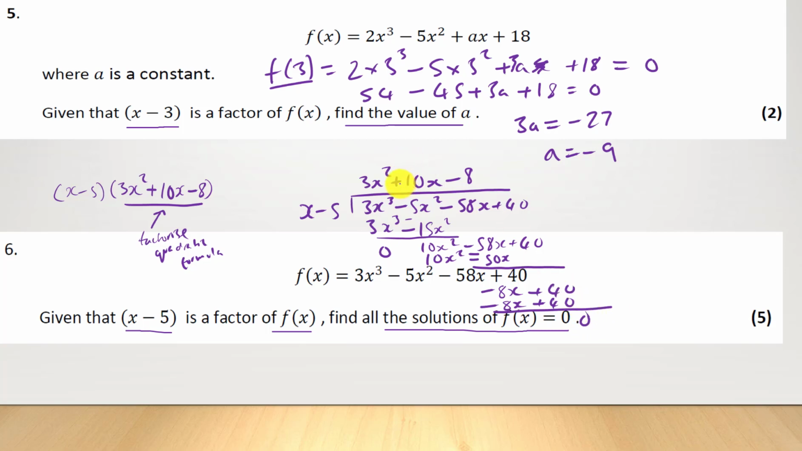So we know that is another factor, and this is how we got to here. So we've got x minus 5, 3x squared plus 10x minus 8. Now what can we do with this? Can we factorise this? Let's have a look.